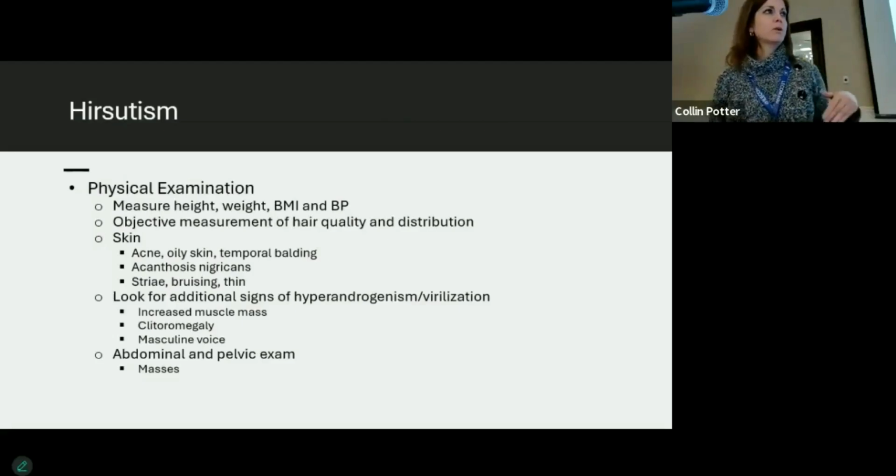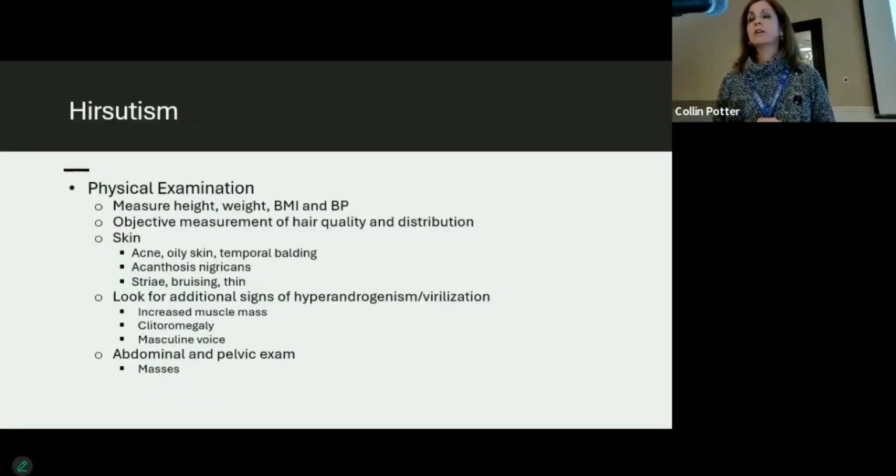So we do look at parameters with respect to obesity. We do look at their blood pressure, because of thinking of other endocrinopathies, and an objective measurement of the hair quality and distribution. And as I said, you can still look at a patient and get a good perspective, like I said, without asking a patient to not remove hair.